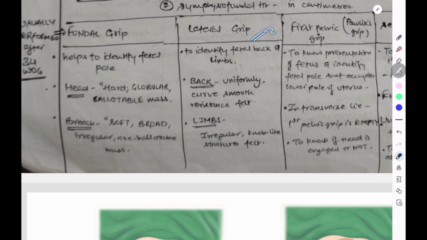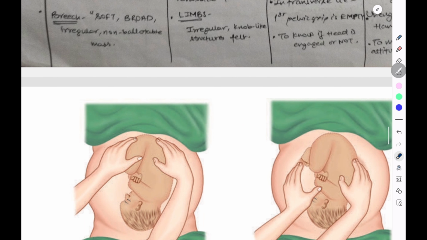Coming to the second one, we have lateral grip. This lateral grip is to identify the fetal back or limbs. The back is uniformly curved, and smooth resistance is felt. And if there are irregular knob-like structures, it is suggestive of limbs. So here we have to place the ulnar border of both the palms on the lateral side, facing towards the face of the patient. So this is lateral grip.